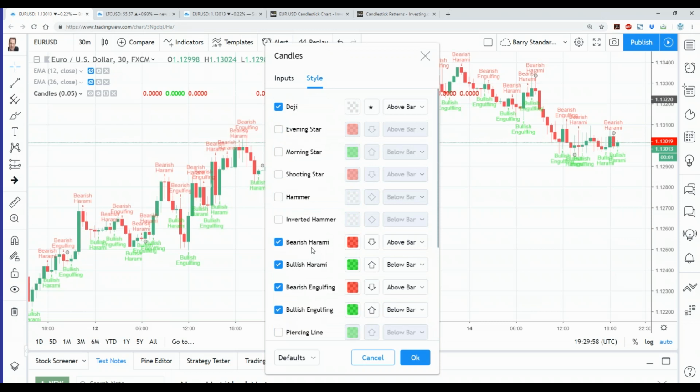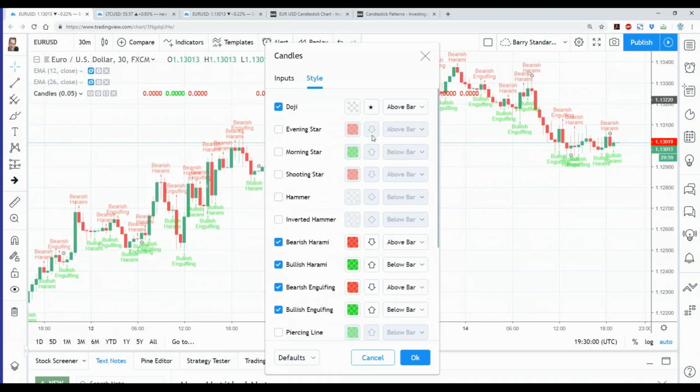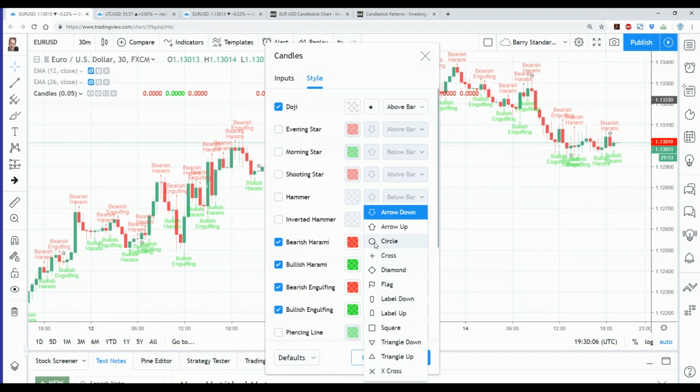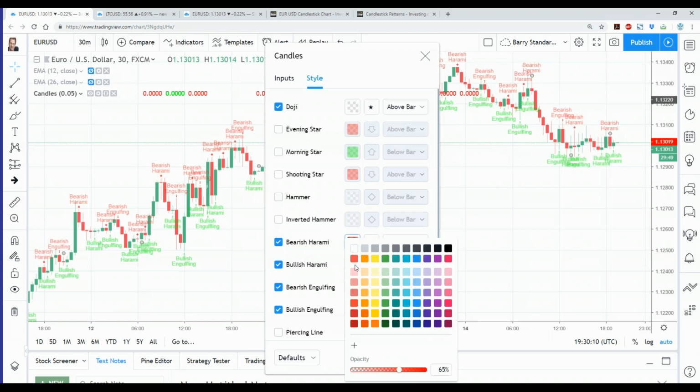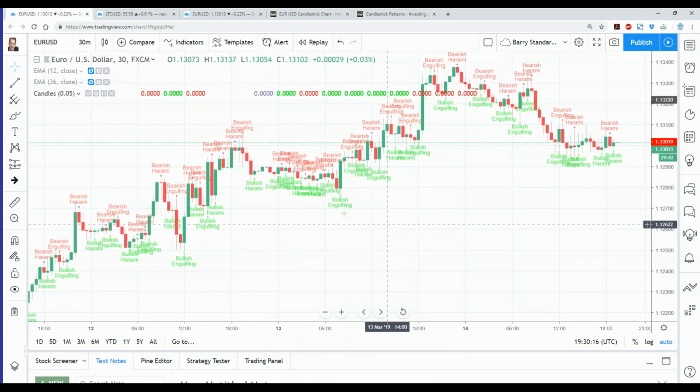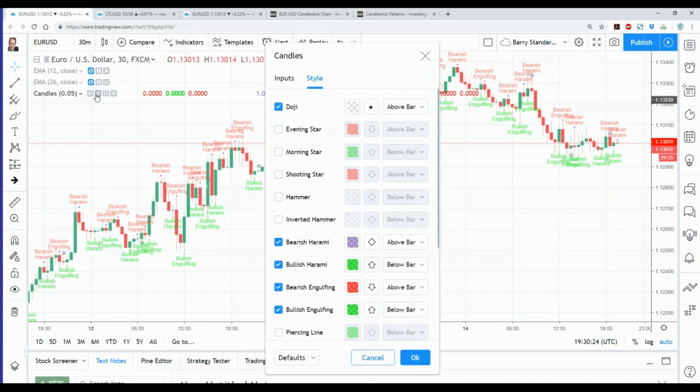Okay. Then we can also decide how we want it to appear on our charts. We can decide we want it above or below the price bar. We can say just want a diamond. We can decide if we want the writing in red or green or purple. We can just put it in purple for each one of those different patterns, and then it will appear on the charts the way we've set it up. Okay, so that makes life easier.